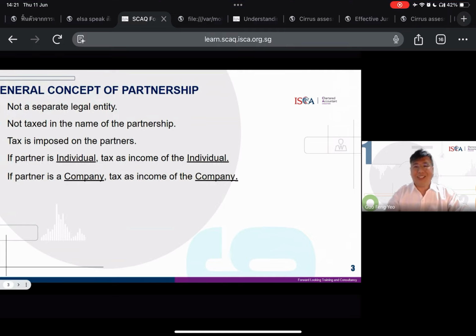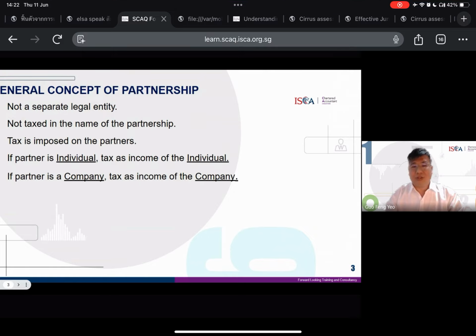Now, let's move on to the next slide. General concept of partnership. Upfront, it is important to recognize that the taxation of a partnership does not follow the concepts you have learned so far about taxation of individuals and taxation of corporations. By now, you should have learned the basics of how to compute the taxable income of an individual and a company. If not, you should be covering it shortly, so do not worry.